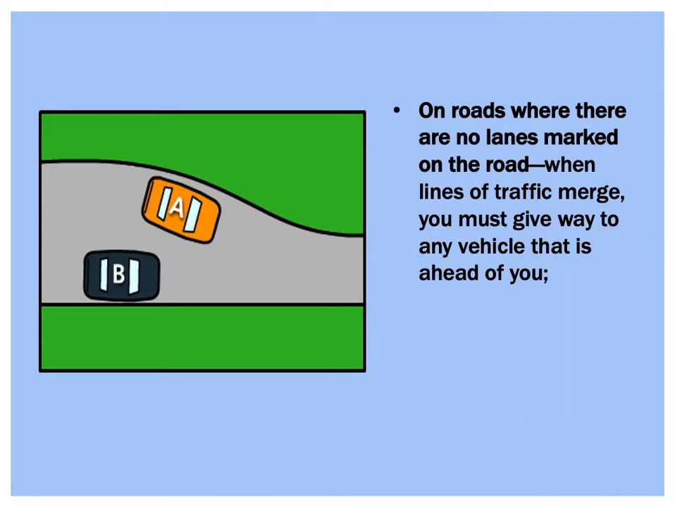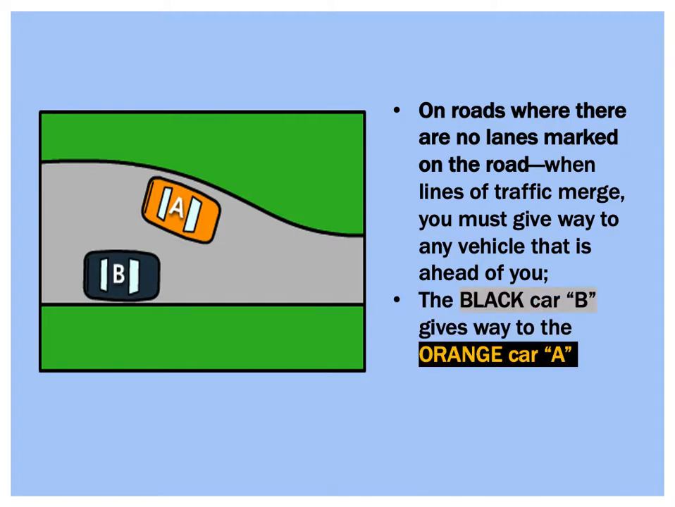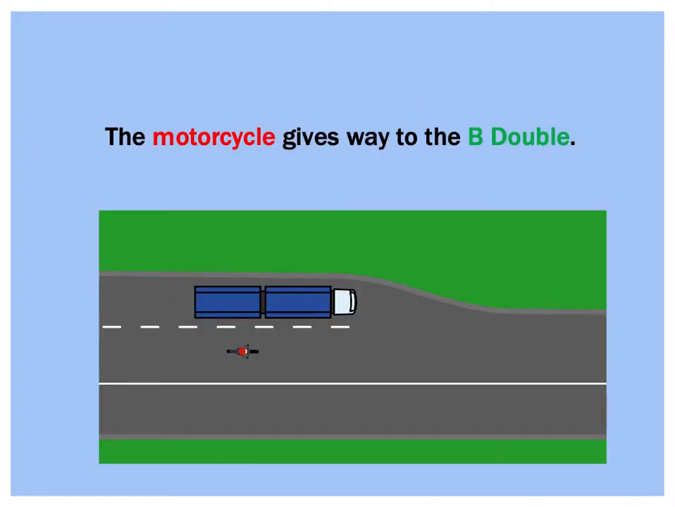On roads where there are no lanes marked on the road, when lines of traffic merge, you must give way to any vehicle that is ahead of you. The black car B gives way to the orange car A. The motorcycle gives way to the B double.